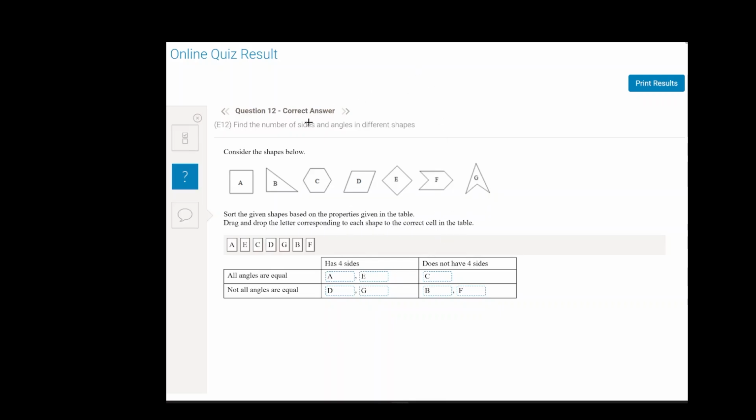Which of them does not have 4 sides and all angles are equal? C. Not all angles are equal. B. All of the angles are equal. Plus it does not have 4 sides. And F. Because F, it has 1, 2, 3, 4, 5, 6. It has 6 angles.